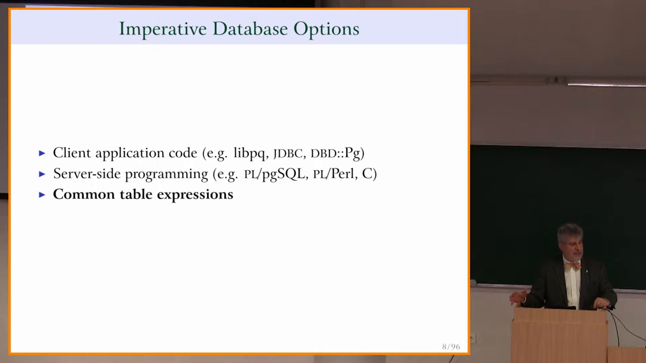Typically, when you're writing an application, you're typically writing an imperative language, whether it's Java or JavaScript, or if you're doing it in C or Perl. These are all imperative languages, and you're familiar with imperative languages. You're also familiar maybe with server-side imperative languages like PL/pgSQL, PL/Perl, and C. Okay? And from a philosophical perspective, what common table expressions do is to add an imperative ability to the declarative SQL language. I'll say it again. What common table expressions do is to give you an imperative capability in a declarative language, in this case, SQL.